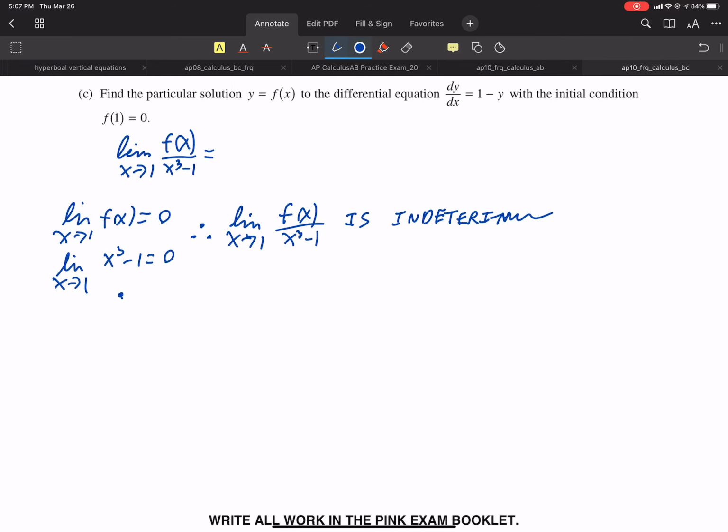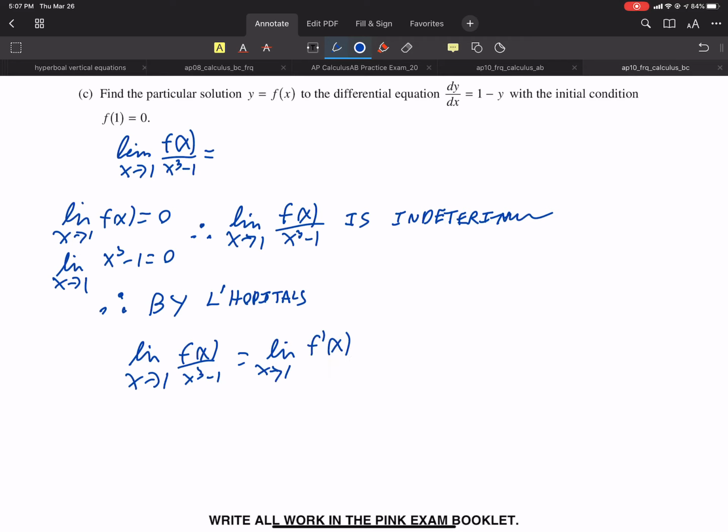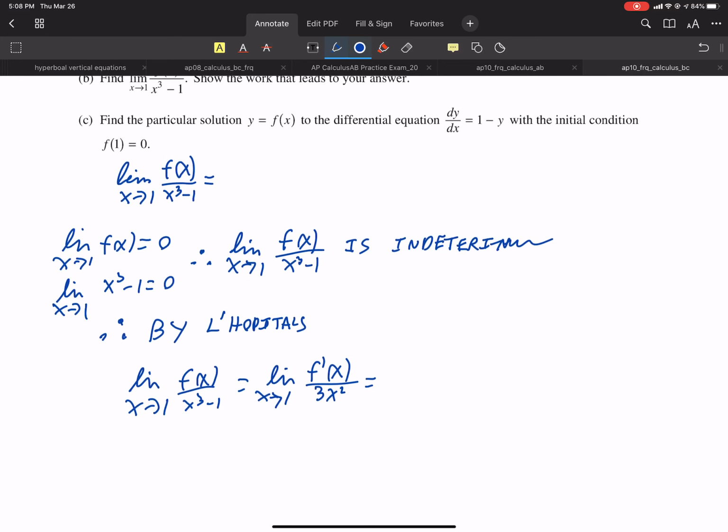So, therefore, by L'Hospital's rule, the limit as x approaches 1 of f of x over x cubed minus 1 is the limit as x approaches 1 of f prime of x over 3x squared. Okay, so what's f prime of x when x equals 1? Well, we have a problem.